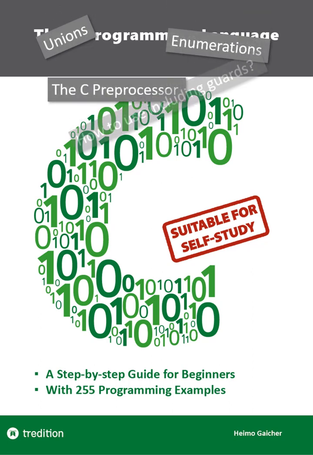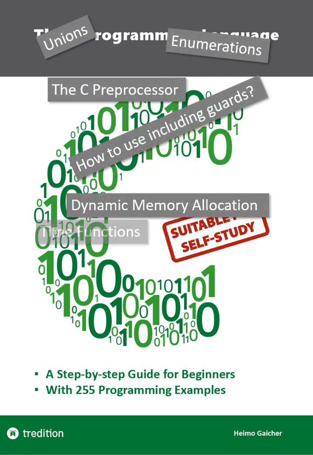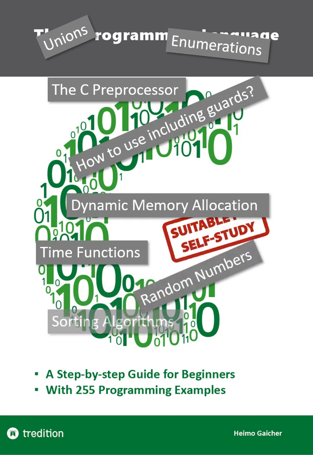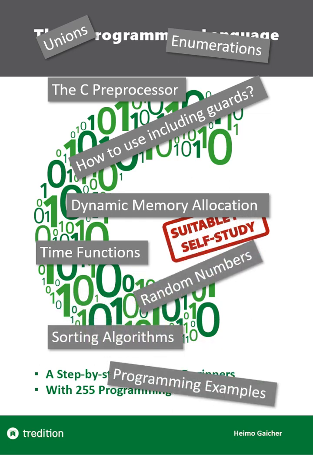So guys, that was a quick overview of a small portion of the book's content. Further chapters deal with unions, enumerations, the C preprocessor, include guards, dynamic memory allocation, time functions, random numbers, sorting algorithms, and a lot of programming examples for each topic.